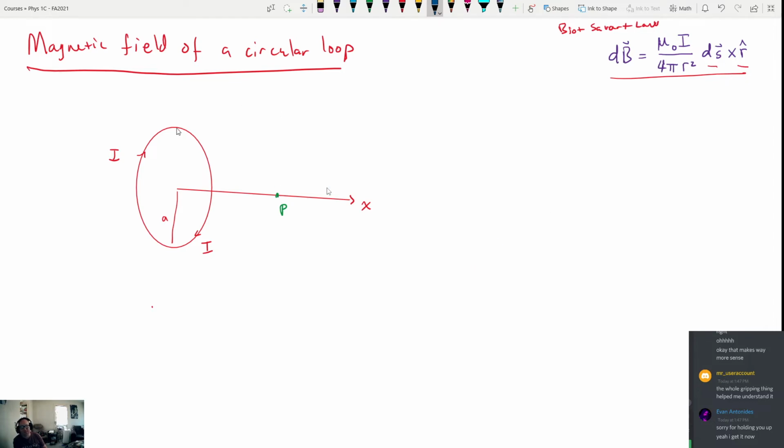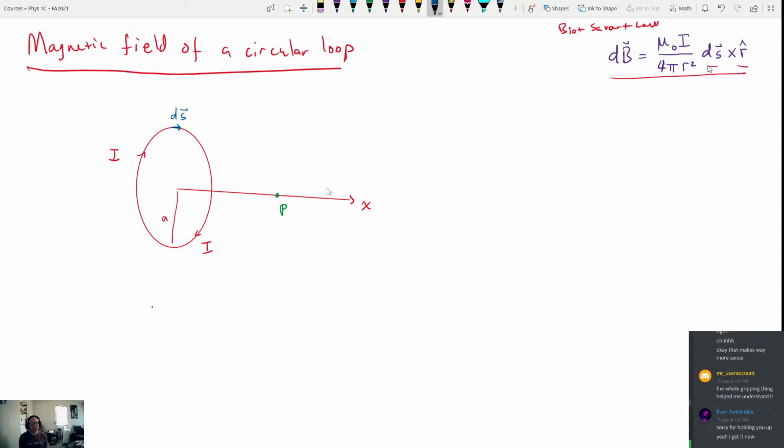Well, the first thing we need to do is label a piece of our loop. Okay, so we've got our loop of wire right here. It has a current flowing through it, just a little circular loop of wire, and we're going to label this piece right here to be ds. Keep in mind that we have to imagine that loop as coming out of the page.